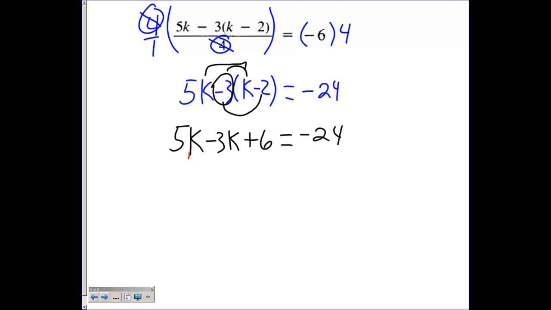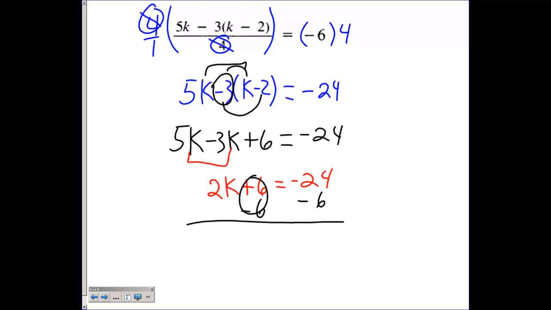Now combine my like terms. 5k minus 3k leaves us with 2k plus 6 equals negative 24. Now I'm really done with step 1 where I've simplified both sides. There is no step 2 since the variable is already on one side, so I'm going to go to step 3, which is isolate the k using reverse PEMDAS. So I'm going to undo the plus 6 first by minusing 6 from both sides. This gives me a 0, and I still have a 2k equal to negative 24 minus 6.